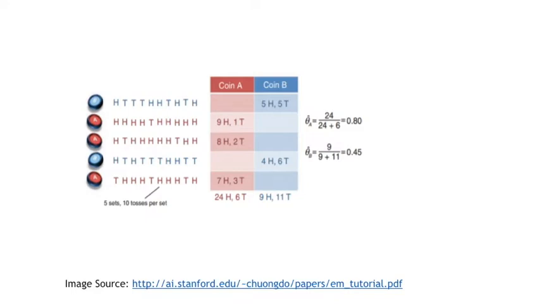So this is pretty simple and straightforward, I believe. This is how it works when we have a complete set of data, that means we know which coins have been flipped, how many times they're landing on head, and how many times they're landing on tail.